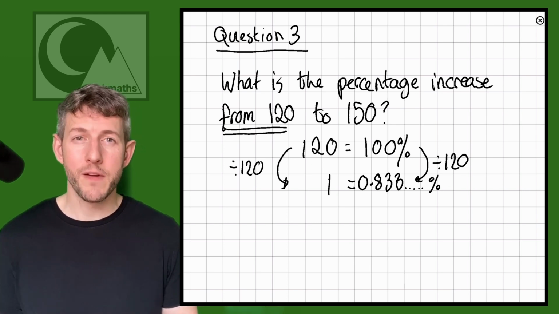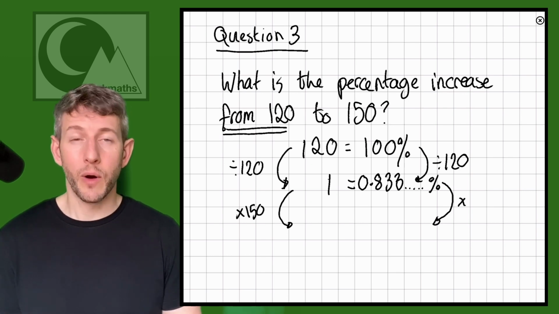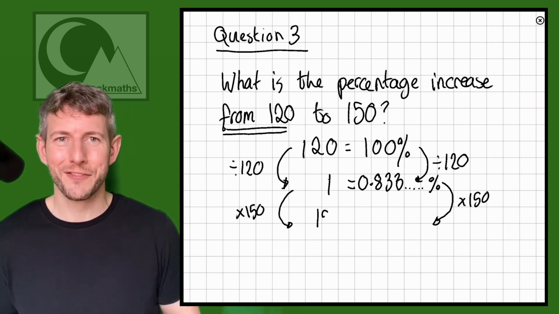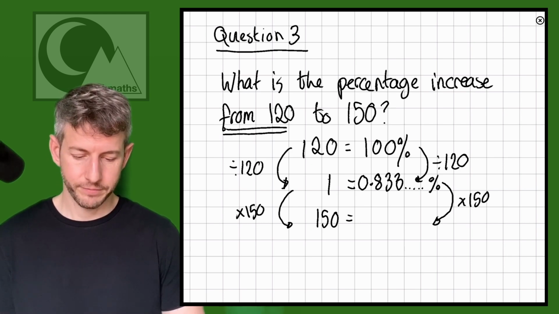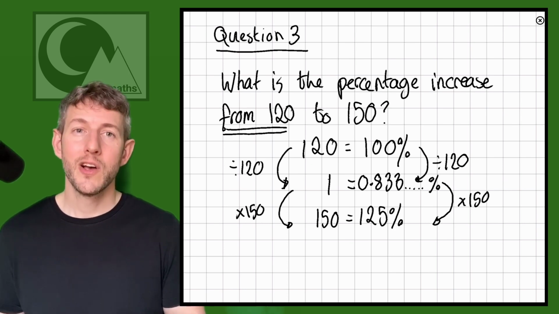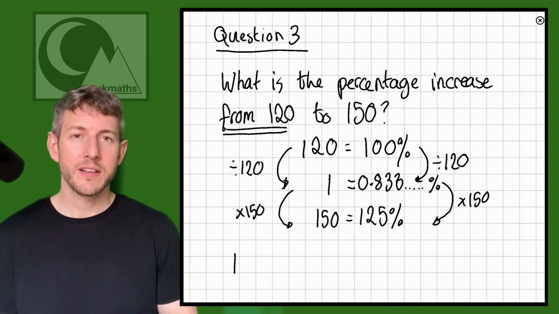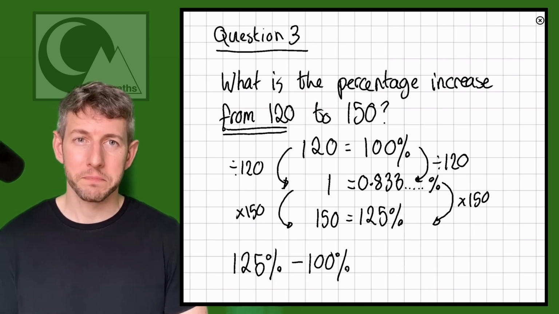So I'm going to multiply both sides by 150. So 1 times 150 is 150. 0.833 times 150 equals 125. So there we go. So therefore we can see if we take off the 100% from that, we've got a 25% increase.